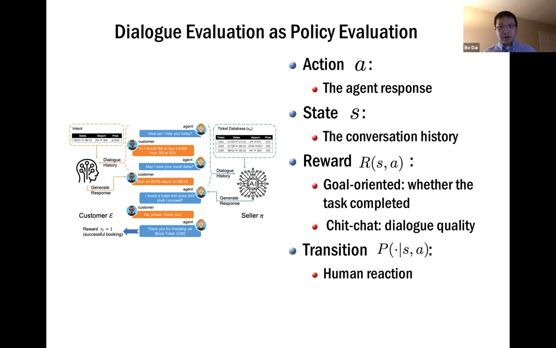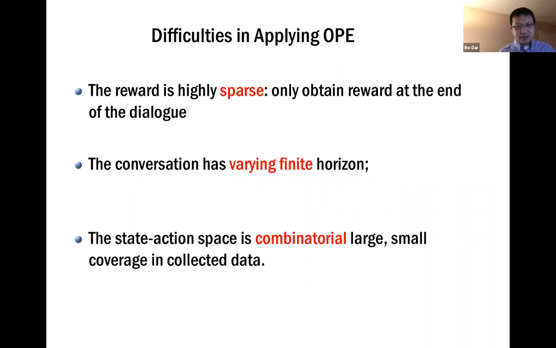Now let's see, it seems like we can directly apply what we proposed, the DICE family, to this application, but actually it's not that trivial. We tried before we concluded, and it totally failed. Looking into the reason, actually there are three different reasons. First one is, in this particular application, we only get the reward once the agent helps the customer finish the air ticket booking. Otherwise, it's always zero. So that means the reward is super sparse.